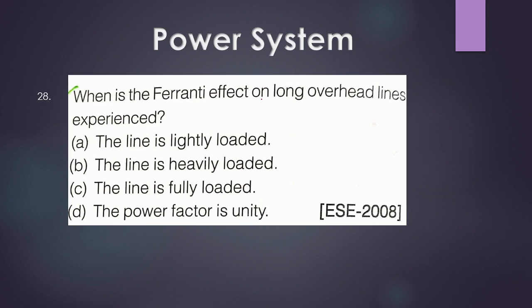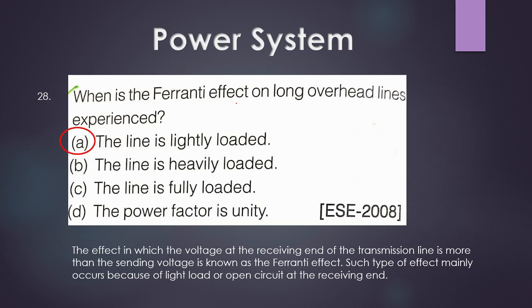When is the Ferranti effect on long overhead lines experienced? It is asking about the Ferranti effect. So what will be the answer? The answer is the line is lightly loaded, option A. The effect in which the voltage at the receiving end of the transmission line is more than the sending end voltage is known as Ferranti effect. Such type of effect mainly occurs because of the light load condition.